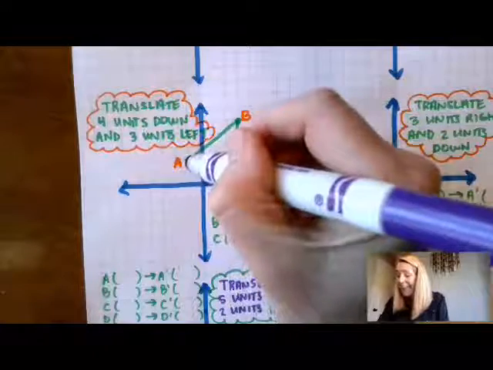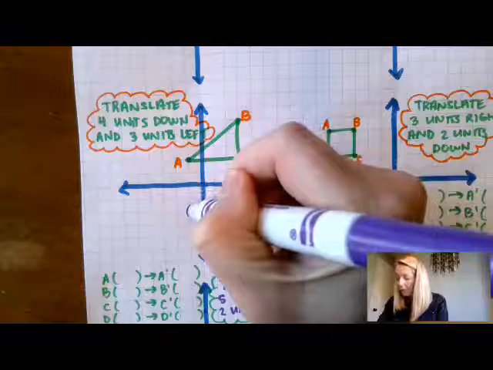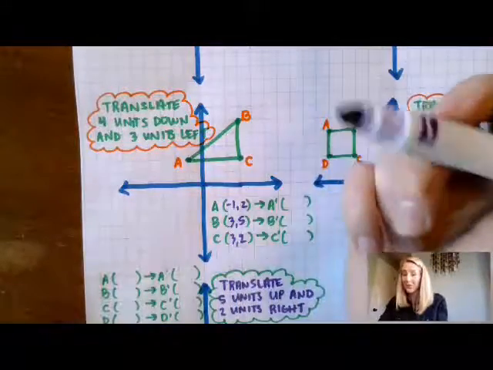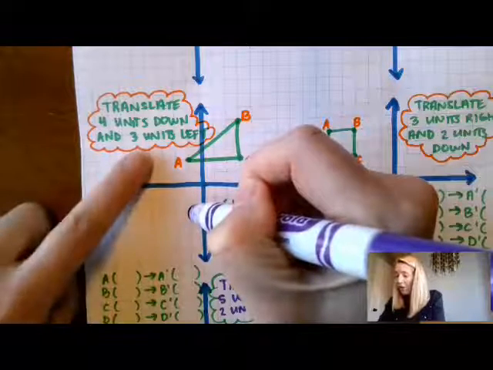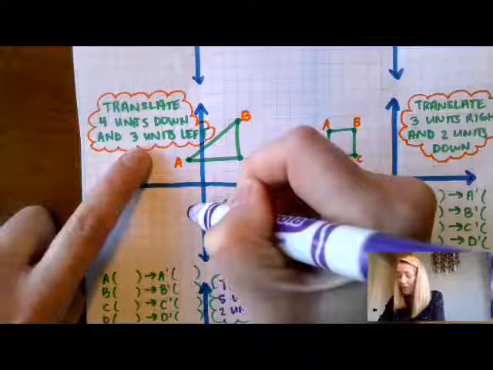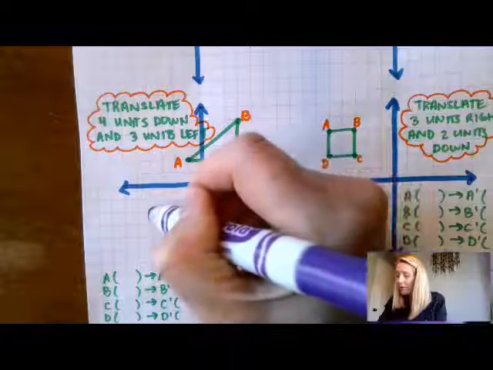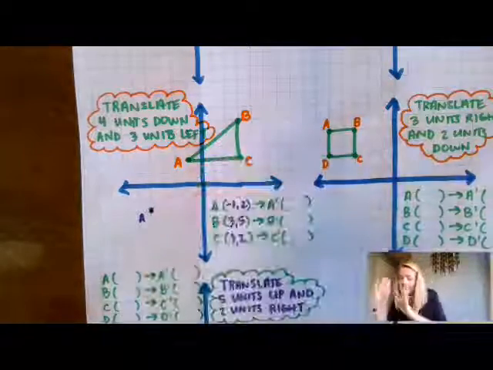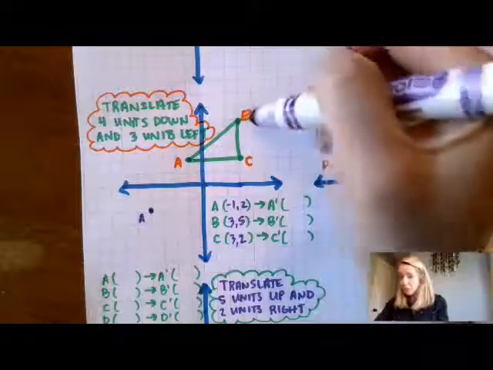So if I just take A and move that down 4, 1, 2, 3, 4. Oh, and then I also have directions on here to move 3 units left. So go down 4, but also go 3 units left. Translate, slide 3 units left. I'm going to go from there 1, 2, 3. So here's my new A. If I try to slide that shape and hold it in my mind, it's a lot harder. Do one point at a time.